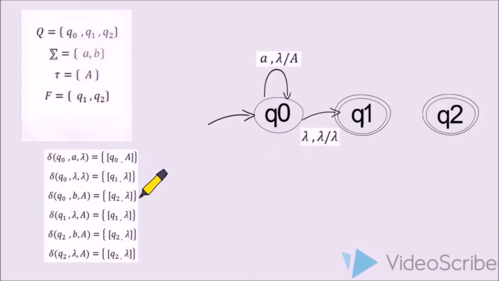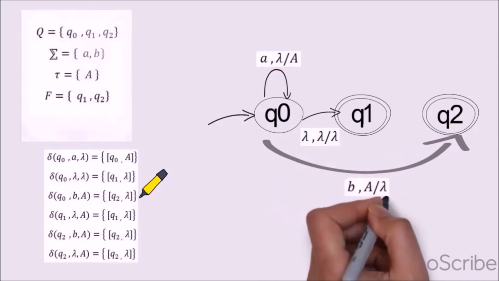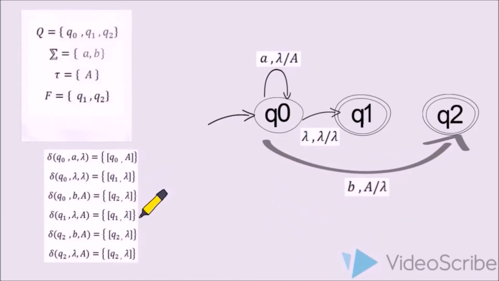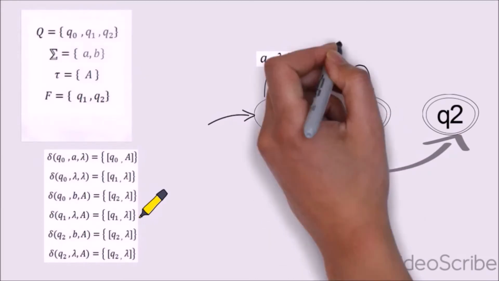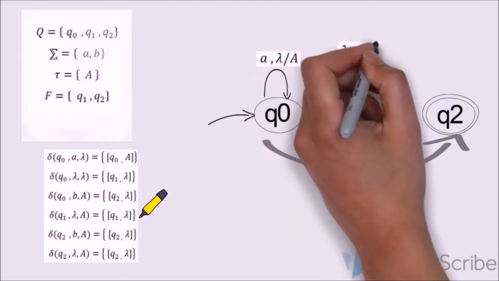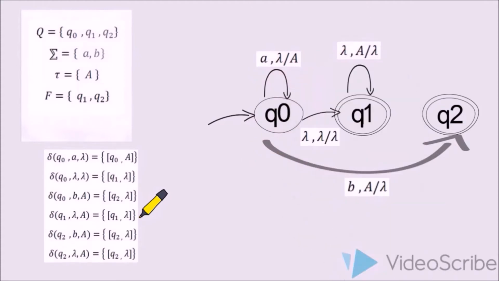The third equation, move from Q0 to Q2. We will input B, pop A and push lambda. The fourth equation, move from Q1 to Q1 state. Here, we meet a loop once again. Our input is lambda. We will pop capital A and push lambda.